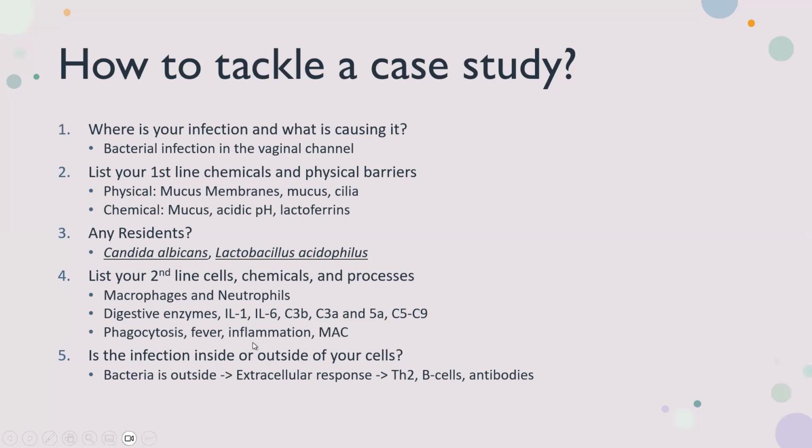And then the last question is going to be about the third line. Remember how I said it: is this infection intracellular or a virus, or is it outside the cell, which is anything else? Once you determine that, you'll determine your type of infection. In this case, I said it was a bacterial infection in the vaginal canal. So it's a bacteria that is outside of my cell. This is an extracellular or a humoral response, which means I need Th2, B cells, antibodies.